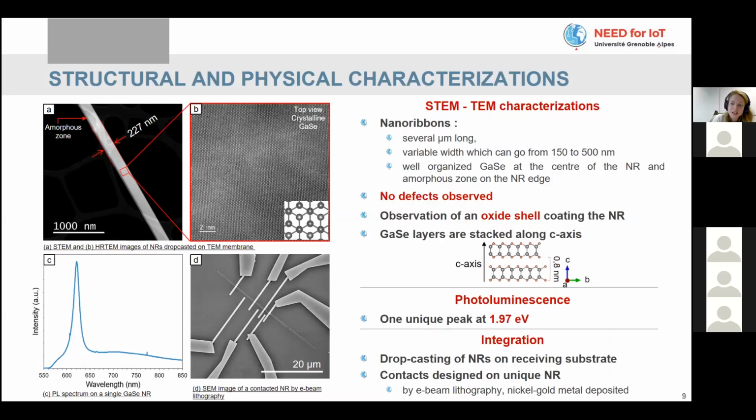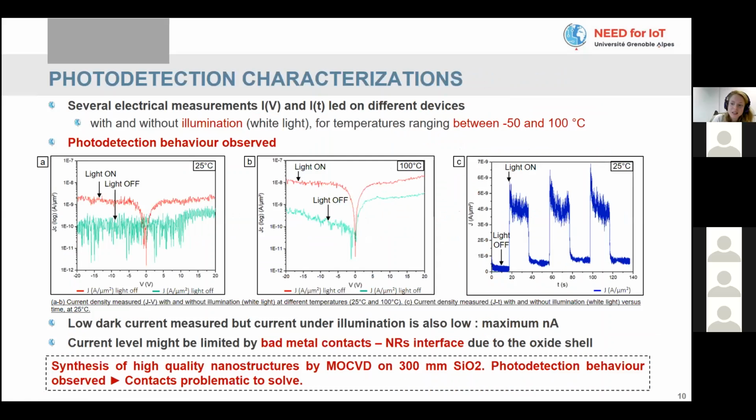To develop devices with this object, we need to transfer them from their growth substrate, where you have several nanoribbons, to a receiving substrate. To do that, we drop cast our nanoribbons on a receiving substrate, and there you can contact one unique nanoribbon. We have developed the steps to contact one unique nanoribbon by e-beam lithography. We have led several electrical measurements on different devices with and without illumination for different temperatures, and we've observed for the different devices a photodetection behavior.